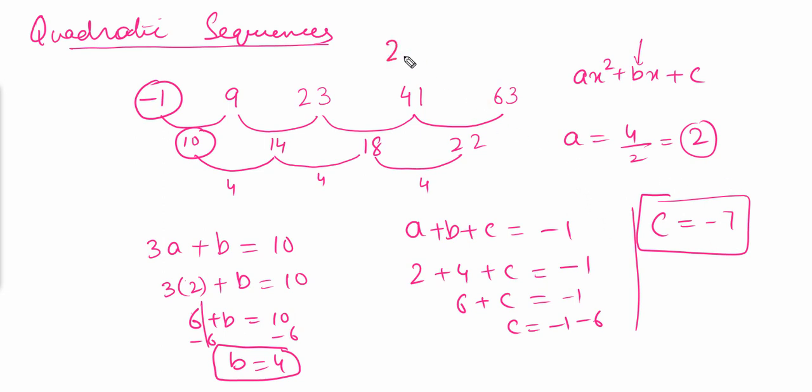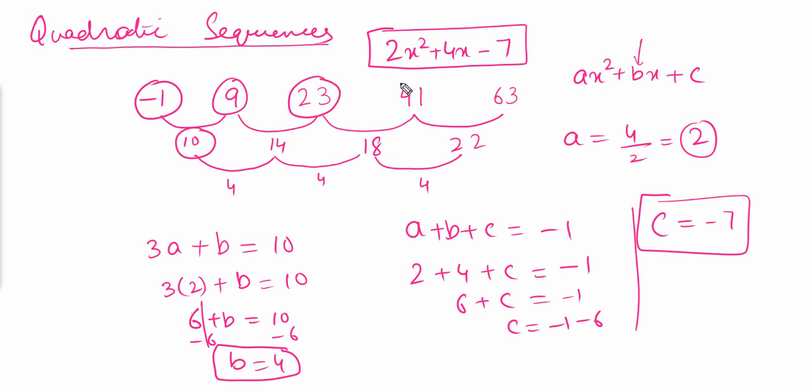So our equation will become 2x squared plus 4x minus 7. In this equation, if we insert x equals 1, we will get -1. If we insert x equals 2, we will get 9. For x equals 3, we'll get 23. For x equals 4, we'll get 41. For x equals 5, we'll get 63. So in this way, we can find out the quadratic expression from a quadratic sequence.